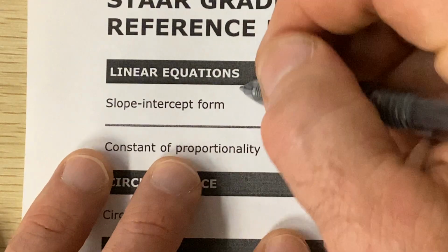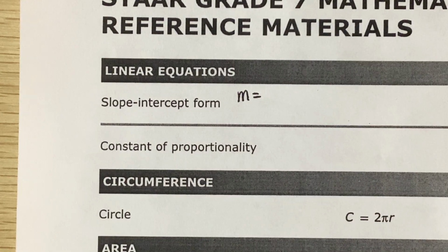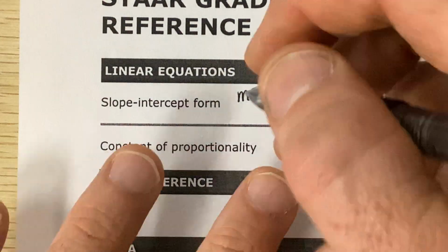All right, let's go over here. What does the M stand for? Slope. How do we find slope? The rate of change. Okay, rate of change, that's another phrase they would ask. But how do we find the slope? Rise over run. There you go.